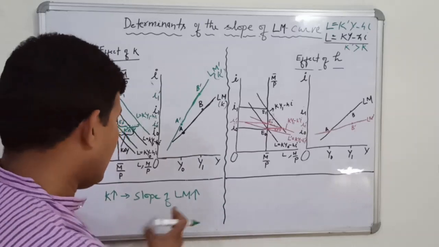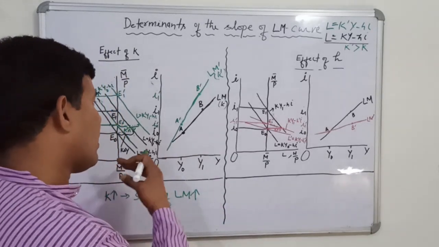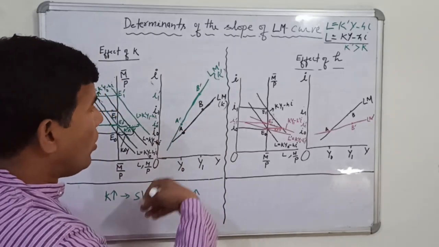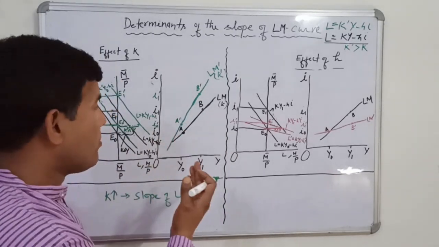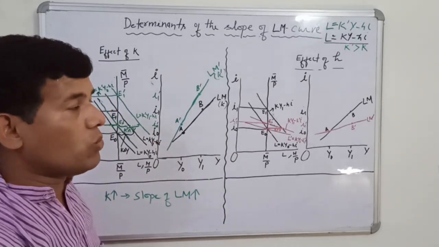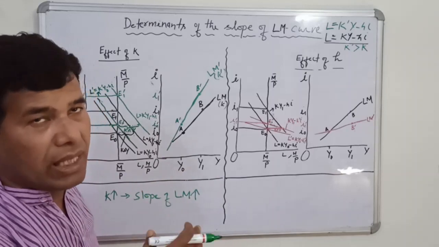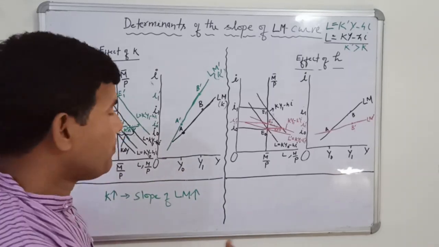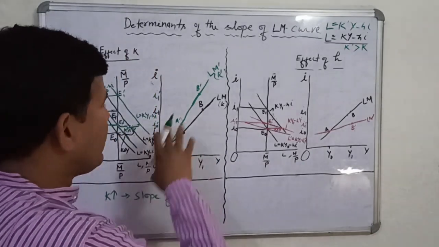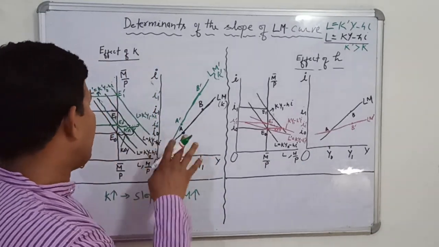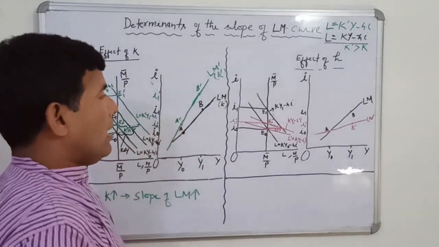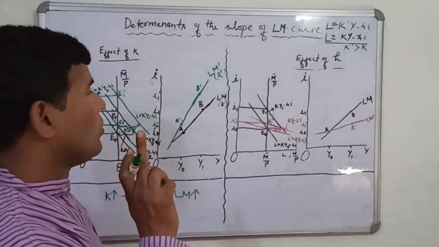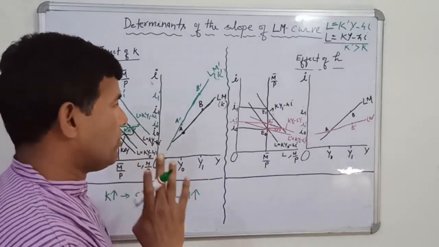So this is where the role of the slope of the LM curve comes in, to study to what extent fiscal policy would be effective, right? So this is one factor which affects the slope of the LM curve. I hope I have made clear the relationship between the value of K and the slope of the LM curve.